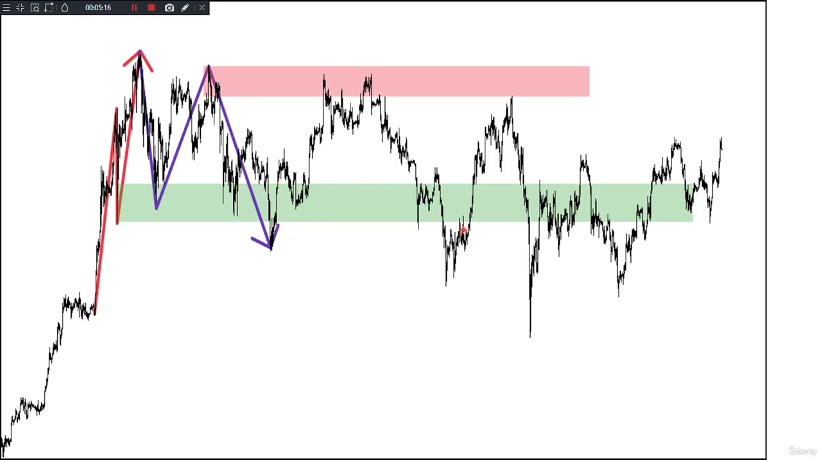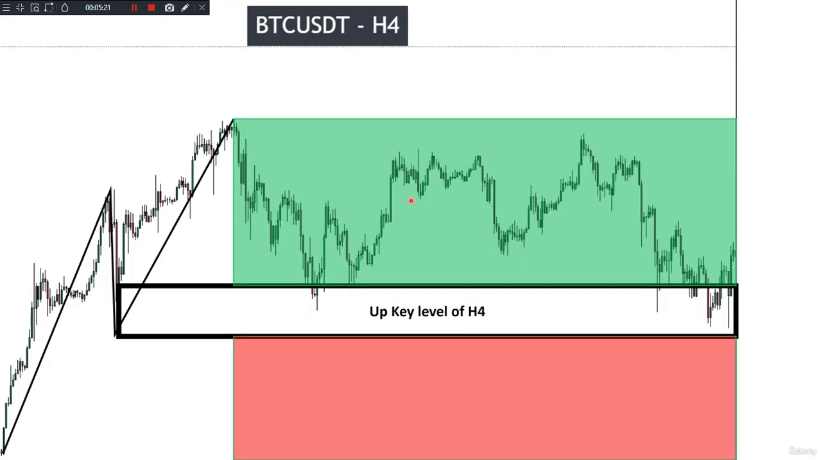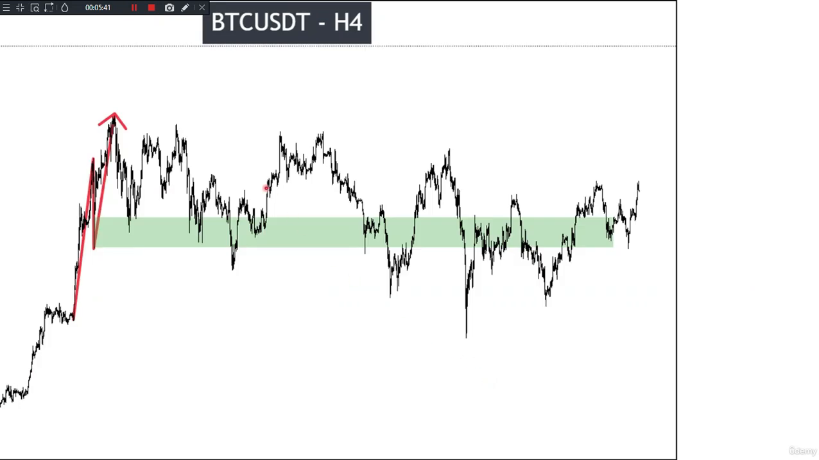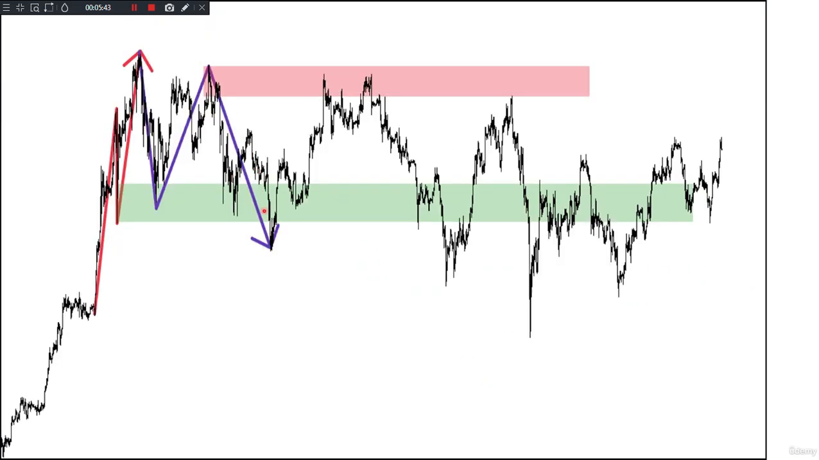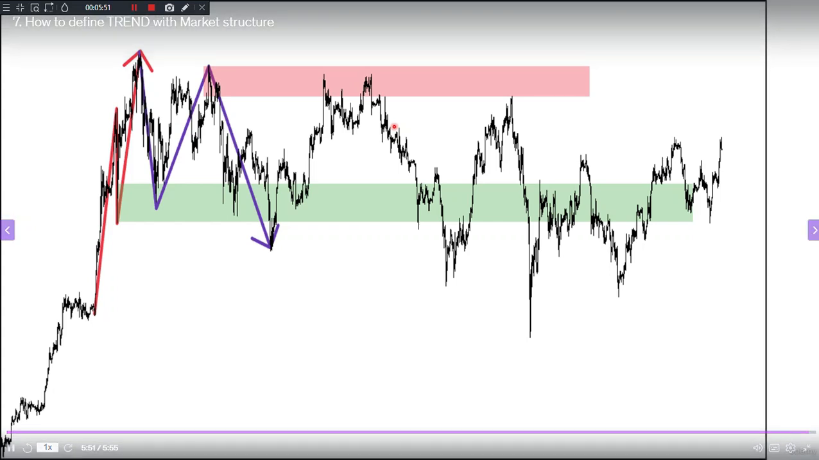So after this video, you can understand this very quickly. If the market is running above the key level, it means the trend is still running in the uptrend. If the market is running below the key level, it means the market has changed from the uptrend into the downtrend, and at that time we need to analyze the new structure of the markets and give out a new plan. That is all I want to explain in this video.